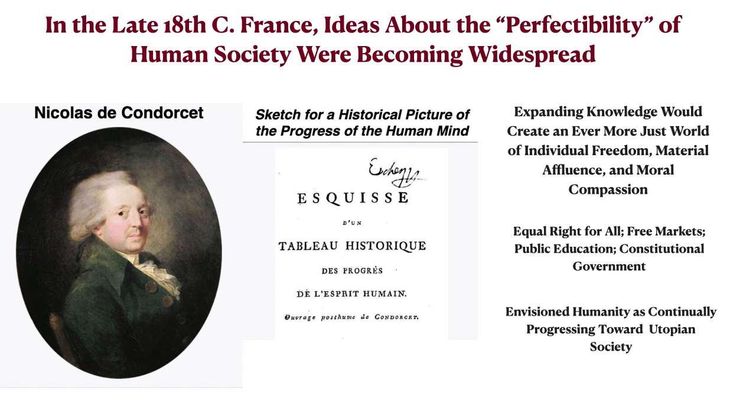And by the end of the century in France, ideas about the perfectibility of human society were becoming widespread. Condorcet is well associated with this. He believed that expanding knowledge, which was occurring rapidly, would create an ever more just world of individual freedom, material affluence, and moral compassion. Condorcet stressed equal rights for all, free markets, public education, and constitutional government. These are signposts of Enlightenment thinking. He envisaged humanity as continually progressing towards a utopian society, never perhaps quite reaching it, but on that pathway nonetheless.